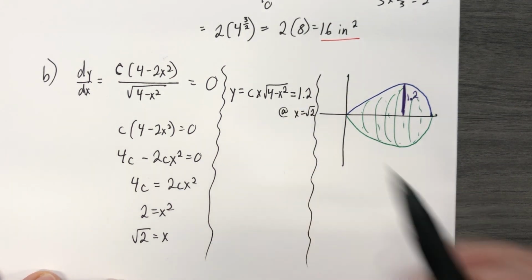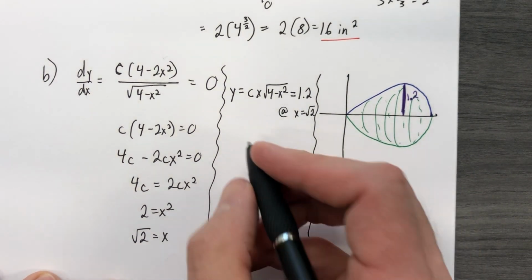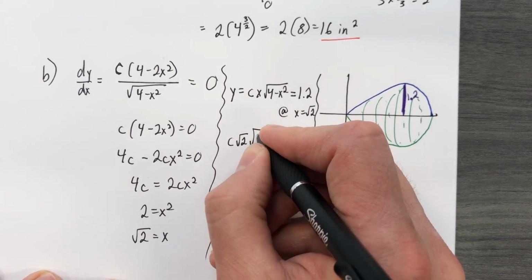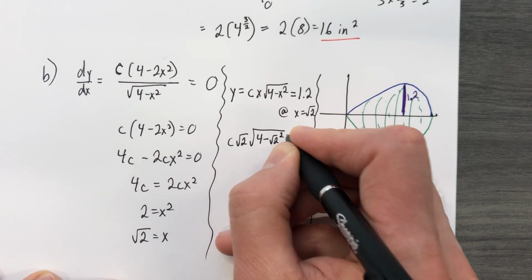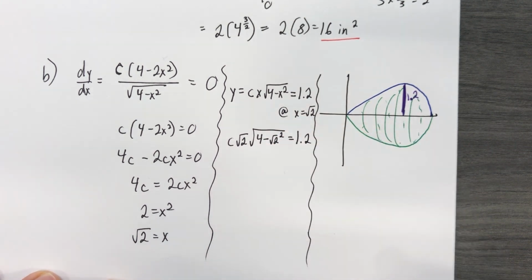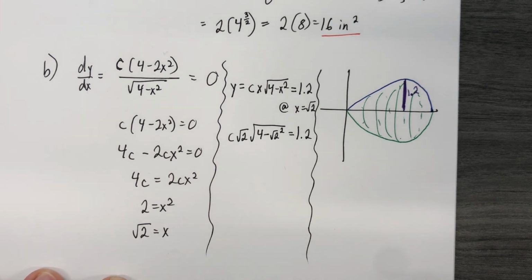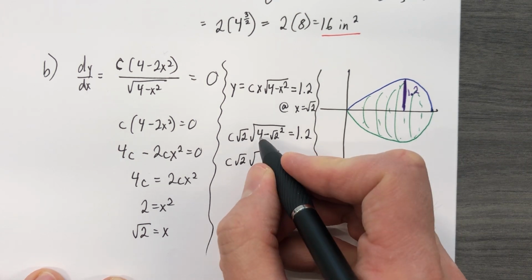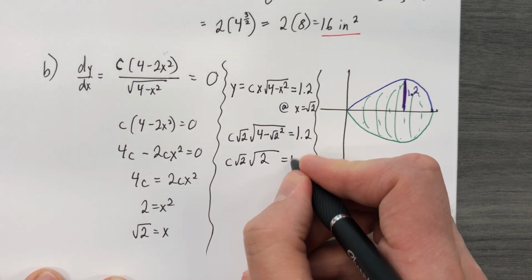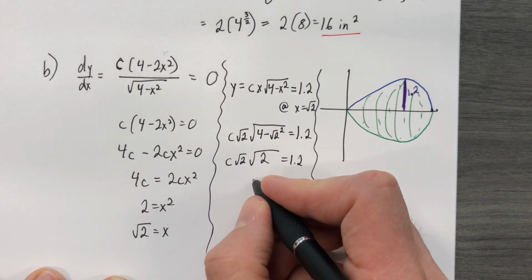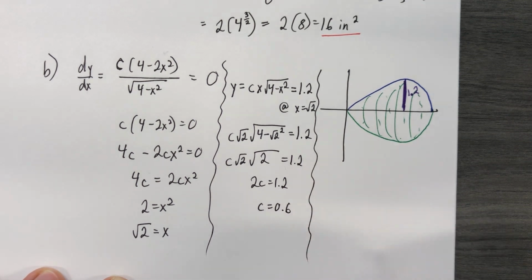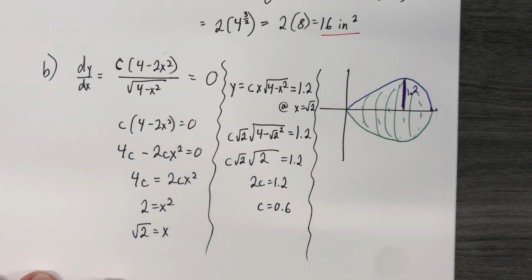So I'm going to take this idea and solve it for c in this little itty bitty space I have here. So c times the square root of 2 times the square root of 4 minus the square root of 2 squared, and that better be equal to 1.2. And we're just going to keep going with this. So we have c times the square root of 2, and this is, let's see, 4 minus 2, so that's the square root of 2, and that's equal to 1.2. So that's square root of 2 times square root of 2, so 2c equals 1.2. c equals 0.6. That's it. We found it. They wanted to know c, we found it.